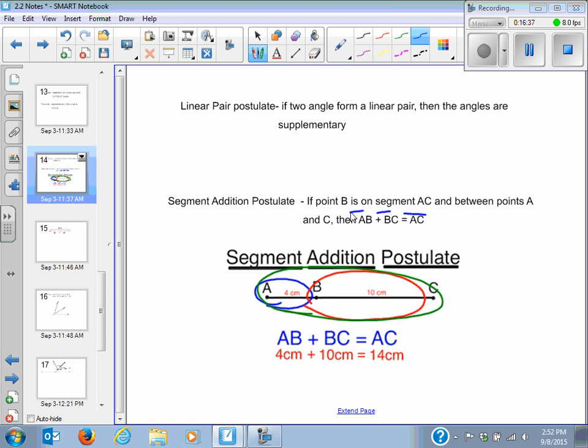And they broke this down: if you have 4 here, you have 10 here, then the total from here to here is 14. That's the segment addition postulate.